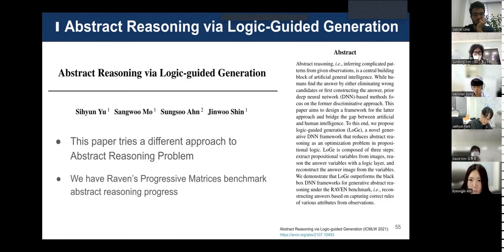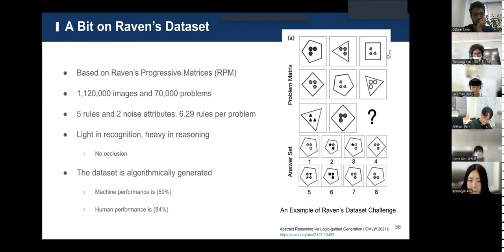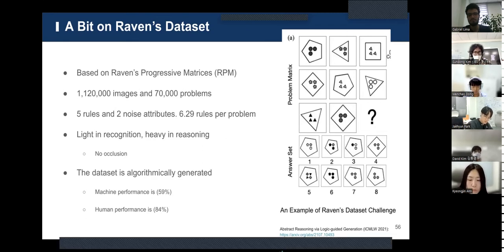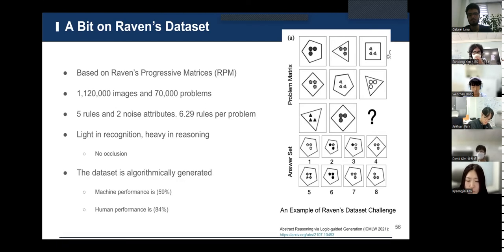So there's a standardized IQ test called Raven's progressive matrix. This is a very well-known IQ test for adults. So this Raven's dataset is inspired by that IQ test. And in this dataset, we have more than 1 million images and 70,000 problems. And these images are algorithmically generated. These problems are kind of light in recognition and heavy in reasoning.